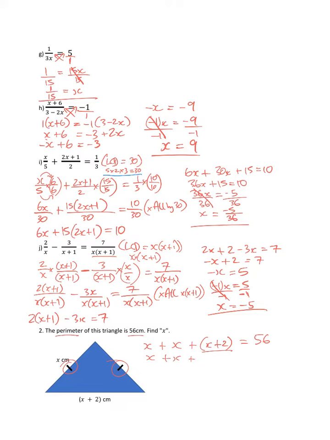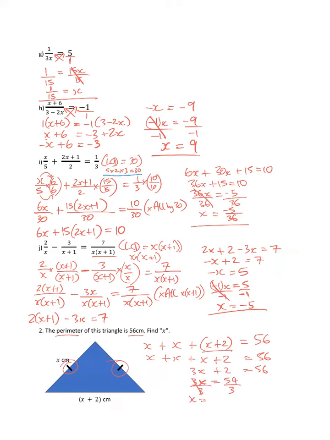X plus x plus 2 is equal to 56. I've got 3 x's here, so 3x plus 2 is 56. Get rid of the positive 2 by taking 2 from both sides. 56 take 2 is 54. Opposite of timesing by 3 is dividing by 3. 3 on 3 is 1, leaving x by itself.